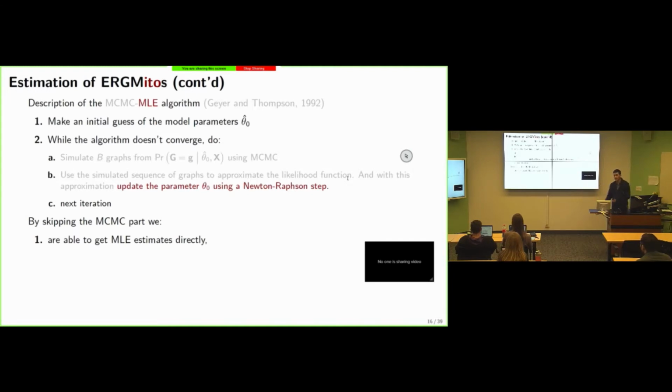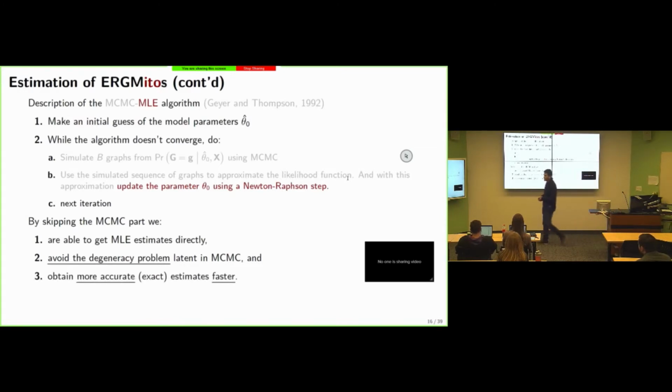Which also implies that we can get the covariance matrix estimation directly. We avoid the degeneracy problem that you have with MCMC completely. And finally, which is more important, we obtain exact estimates faster. This is really faster, because you may be aware that when you estimate ERGMs for bigger networks, it might take a minute or two. So it's not something straightforward. With this, you can get it very quickly, sometimes in a fraction of a second. So very, very good. And we have implemented all of this in the ergmito R package, okay?